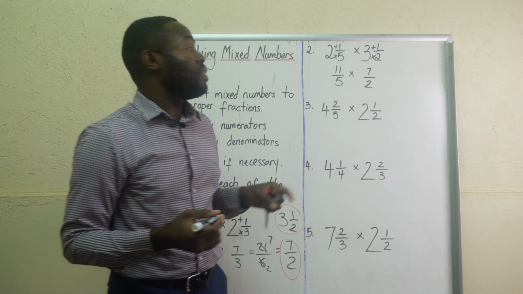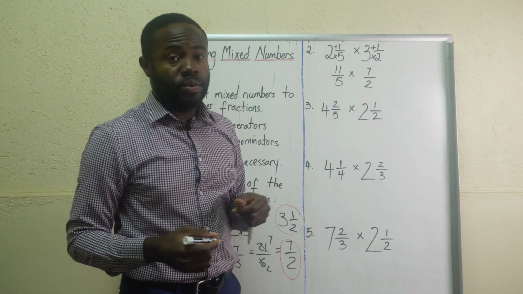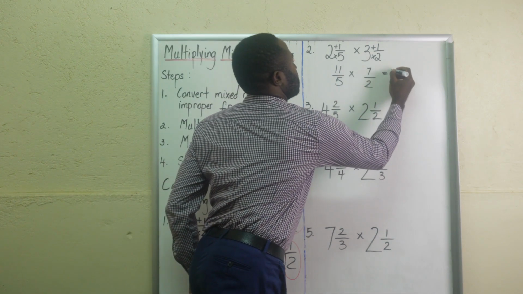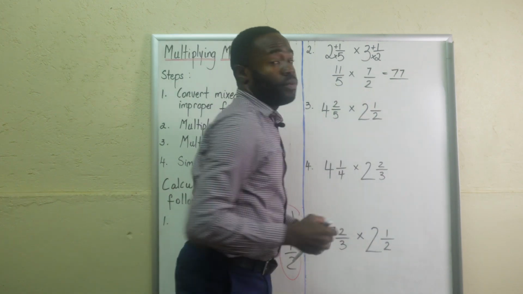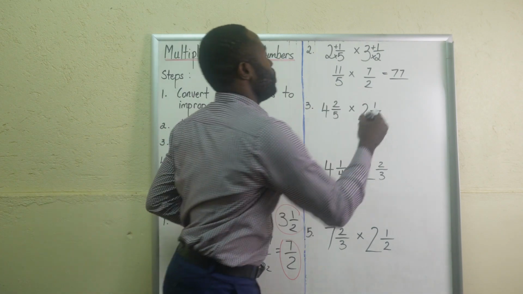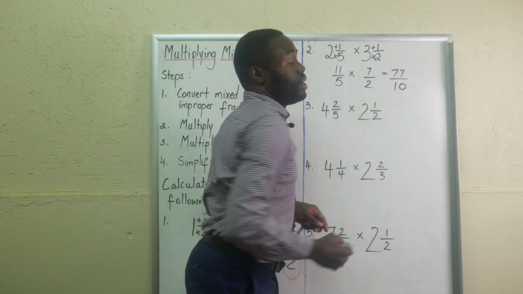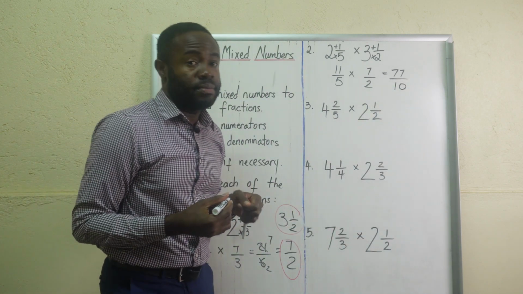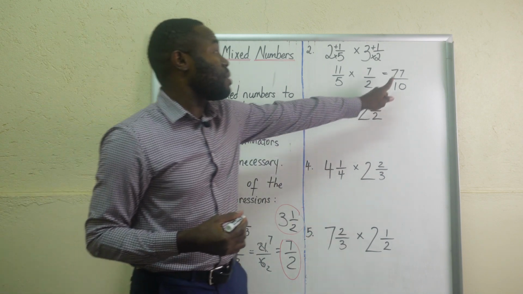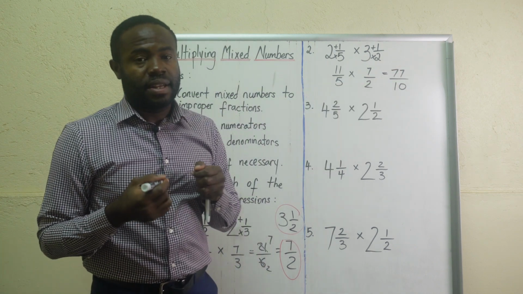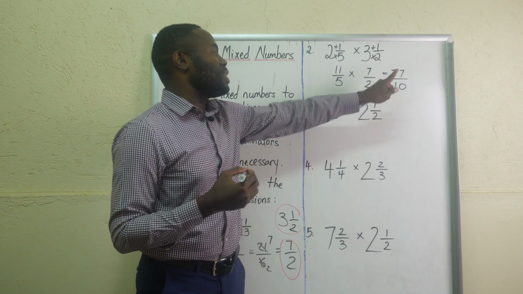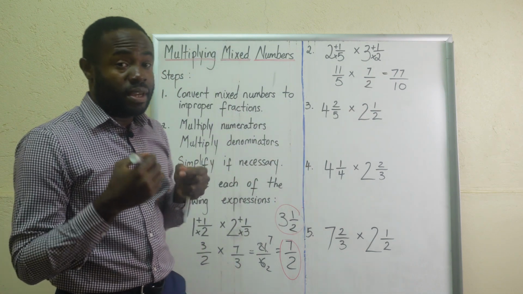After we have done that, then we need to multiply our numerators. So it's 11 times 7. That will give us 77. And then we multiply our denominators. So it's 5 times 2. That will give us 10. Now we assess our numerator and denominator to see if we can simplify that expression. What is the highest common factor of 77 and 10? Can somebody tell me? Okay, someone said 1. All right, so when it's 1, it cannot be simplified any further.